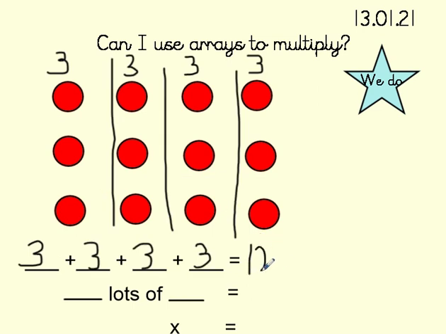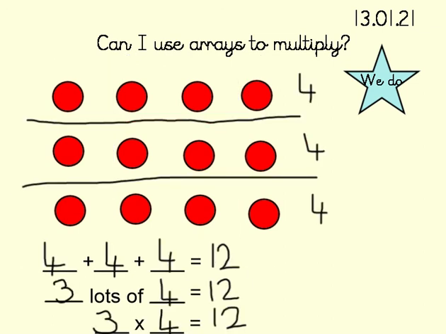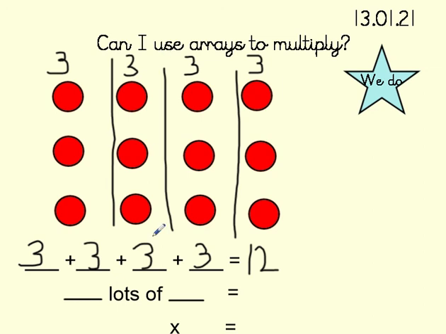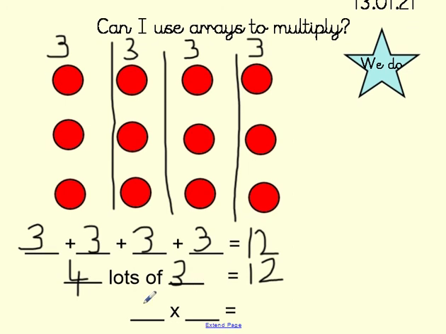I don't need to add it up again. So instead of this being 3 lots of 4, now I've got 1, 2, 3, 4 lots of, or 4 groups of 3. And my answer's the same. And I'm going to write that as 4 multiplied by 3 equals 12. Okay, good job everybody.